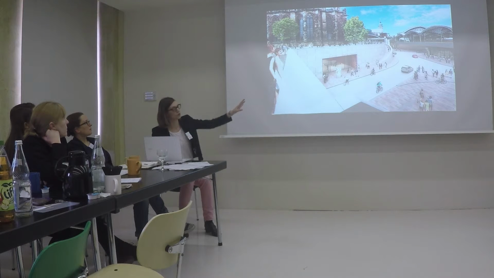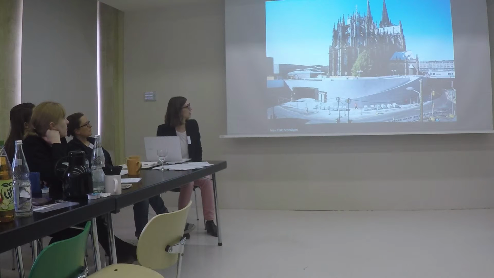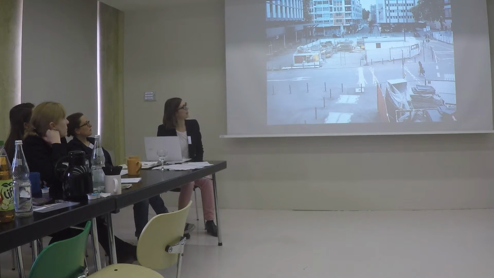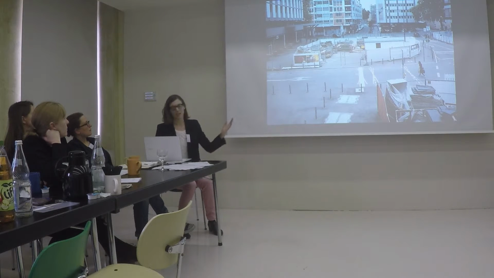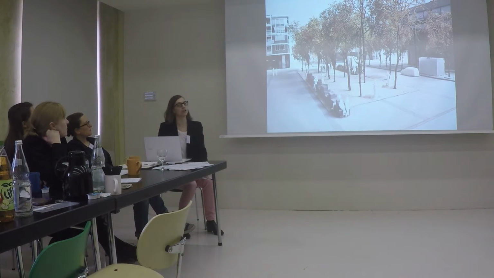So this is what it's supposed to look like when it's all finished, and this is the construction site a couple of months ago. And this is right next to the cathedral. This is a small square called Hattenbergplatz. It's not really a square at the moment, but part of the construction site. But this is the idea of what it should look like in the future.